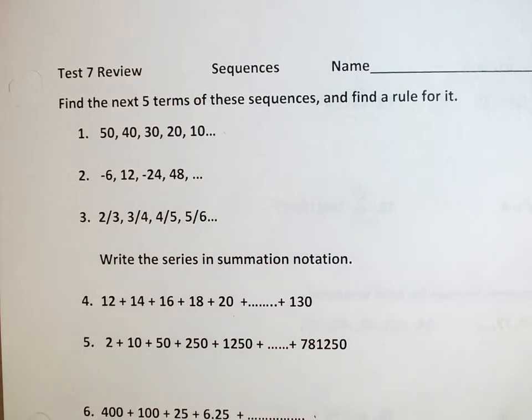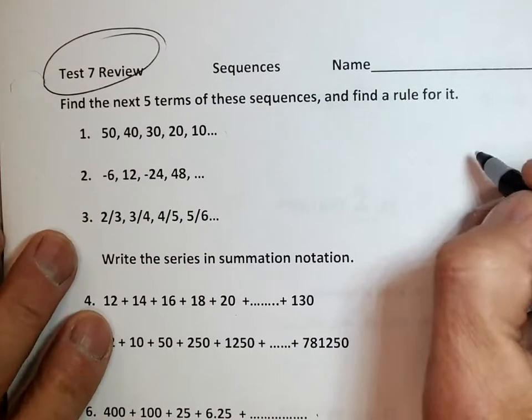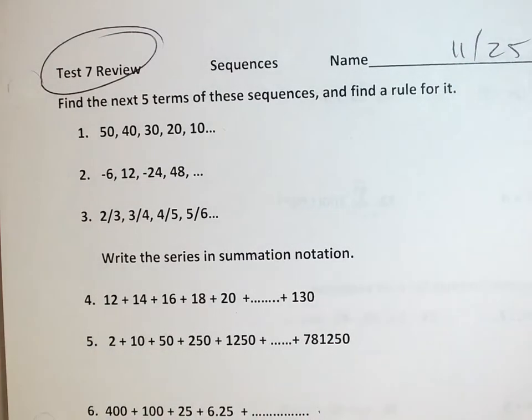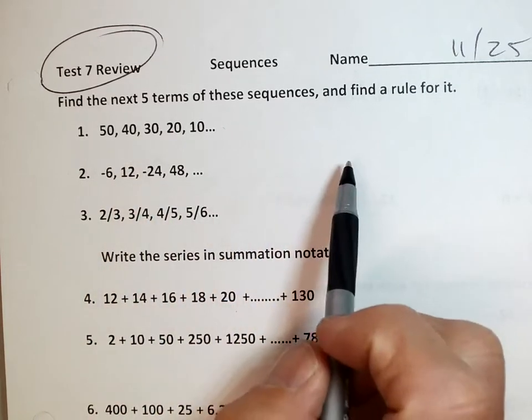Okay, the Chapter 7 review. Let's see if I can wake you guys up. Okay, number one, find the next 5 terms and a rule for it.